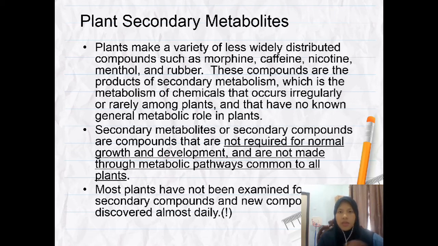Okay, so that is the primary metabolite. So remember, primary metabolites kita ada 4. Kita ada carbohydrate, kita ada protein, kita ada nucleic acid and also lipid. Okay, jadi now we're moving on to the second type of metabolites in plants, which we call as secondary metabolites. So it's plant secondary metabolites.